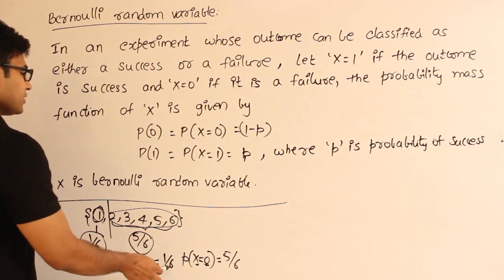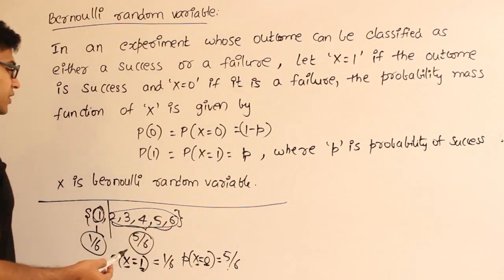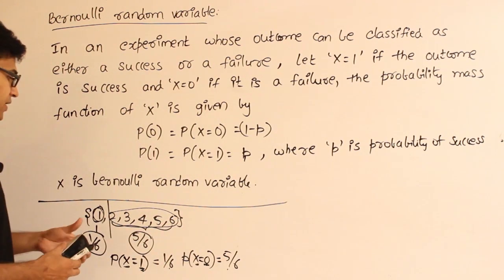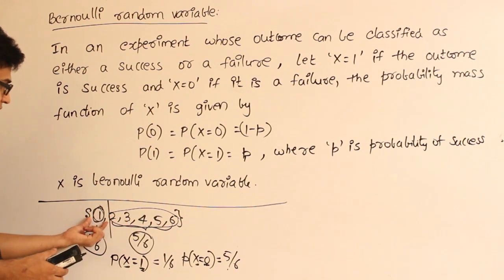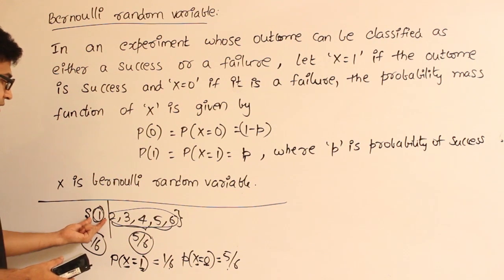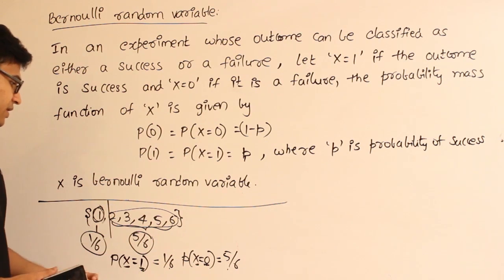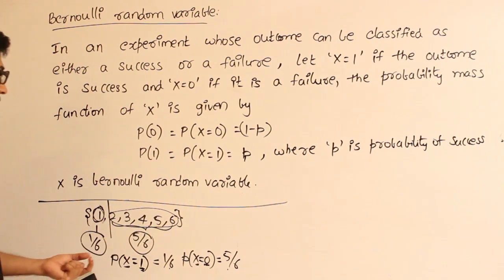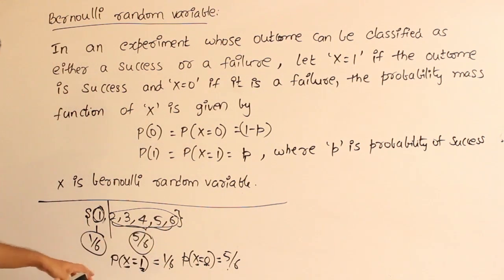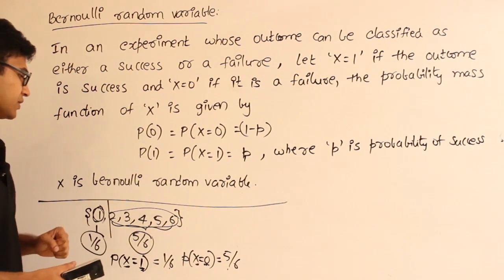The probability that X equal to 1 is called the probability of success, and the probability that X equal to 0 is called the probability of failure. Which means in any experiment, if we can divide the sample space into success and failure, find the probability of success and give it as the probability that X will take the value 1, and the probability of failure as the probability that X will take the value 0, then such a random variable is called a Bernoulli random variable. Therefore, a Bernoulli random variable will take only two values, 0 and 1, isn't it?